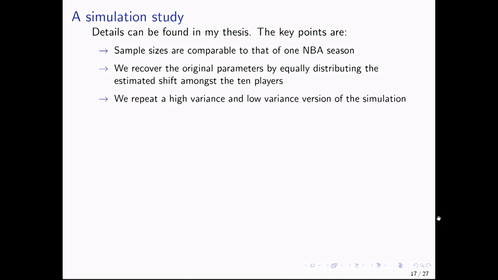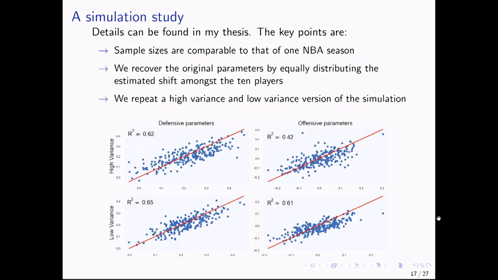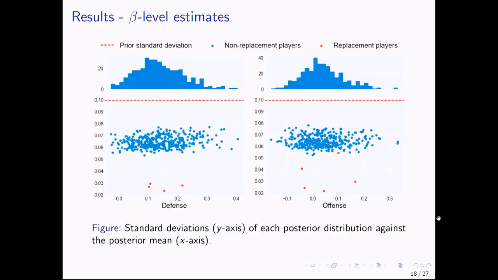And then we did two versions of the simulation, one where there's a high variance in the true parameter values, and one where there's low variance in the true parameter values, to get an idea of how robust the methodology is. All in all, we were quite happy with the method's performance. So we moved on to real data.